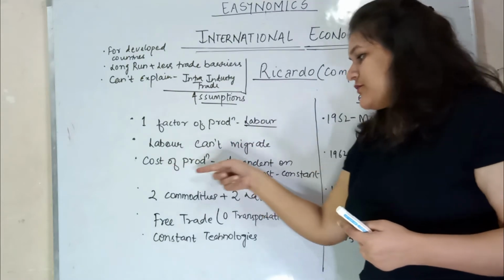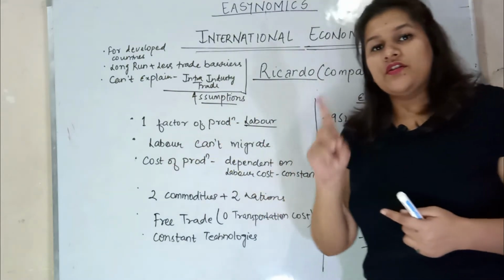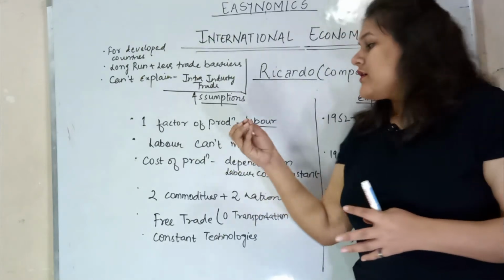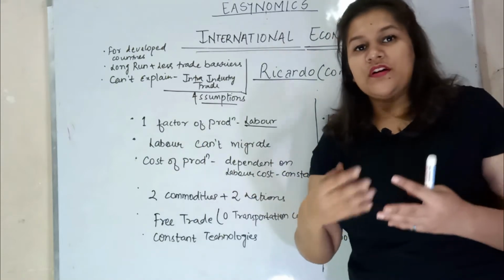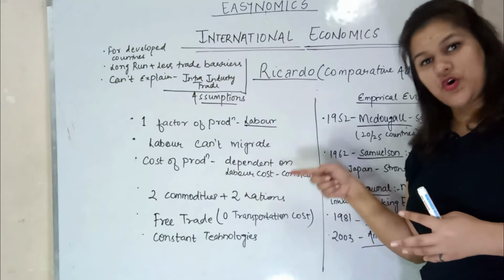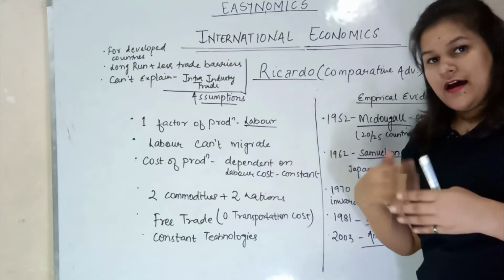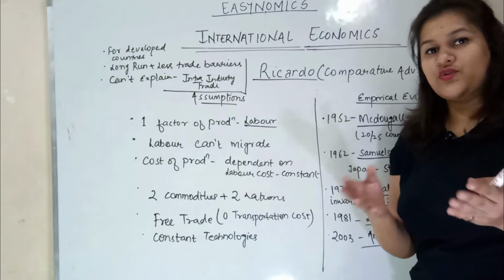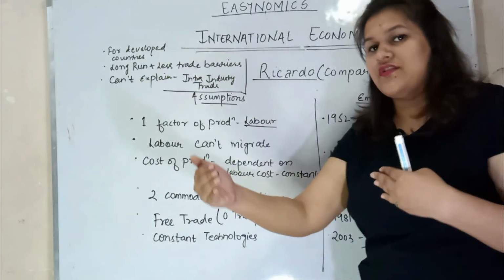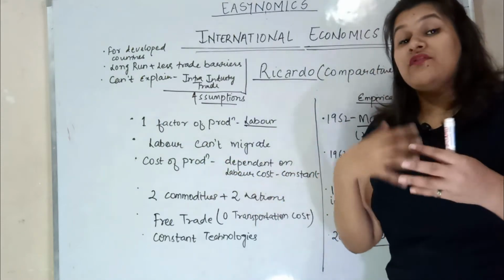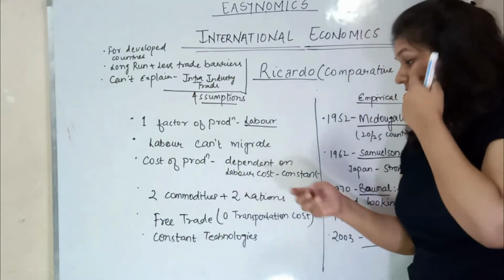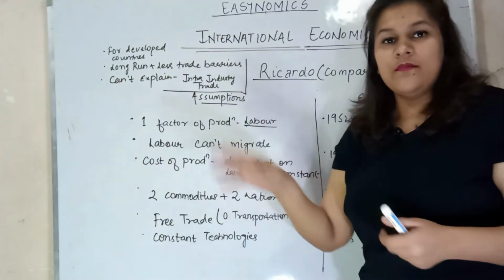Next assumption is the cost of production. If you are using only labor to produce tea or coffee, then the cost of production will also depend on that factor of production only, that is labor, and that is assumed to be constant for both nations. That's why we were discussing the theory of comparative advantage: what is the cost of labor across the nations, and if there is a difference in cost, then we can trade. If labor can migrate, then this theory will become redundant.